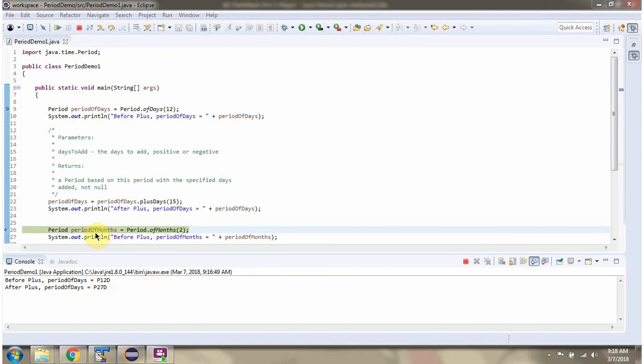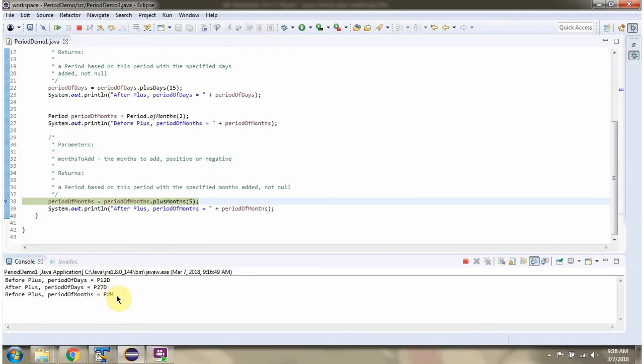Here I have created a period of months, which is 2 months. Then I am calling the plusMonths method and passing 5. So 5 months will be added to the period of months.